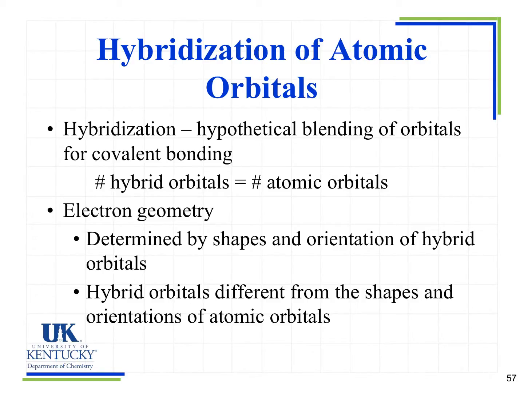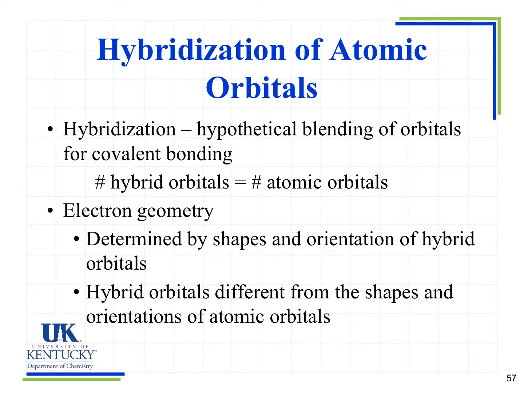Now what we're going to look at goes beyond these very simple molecules where we can just talk about the overlap of orbitals. This is where we get into the hybridization of atomic orbitals. This is a model we use to help explain the behavior and properties that we see. Hybridization is just this hypothetical blending of orbitals.